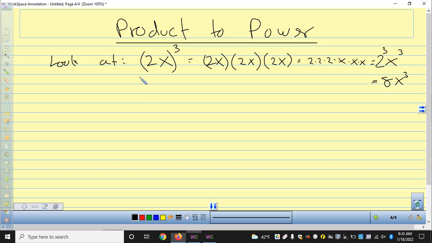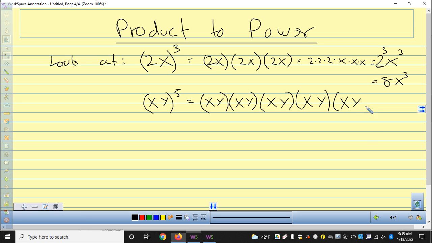And if we had something like x times y to the fifth power, we remember that's x times y times x times y. We have 5 of these. X times y times x times y times x times y. Well, how many x's do I have? 5. That's x to the fifth. How many y's do I have? 5. So in the end, what I've done is raise each of these to the power.